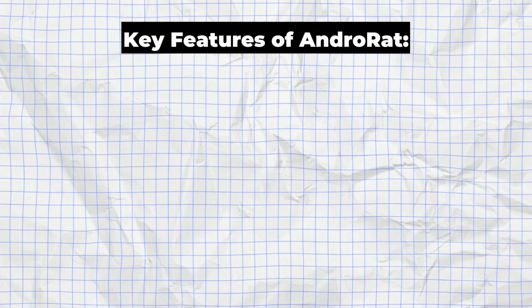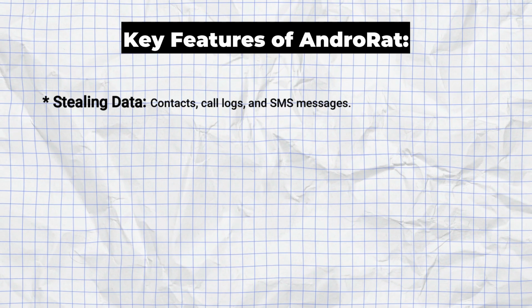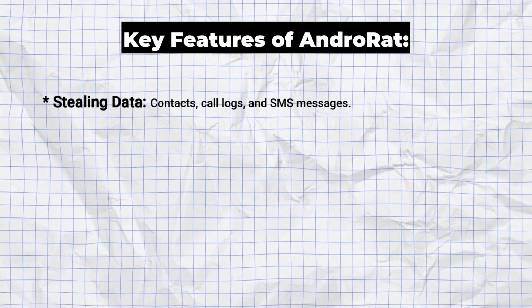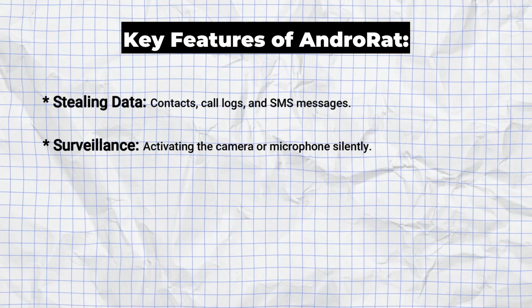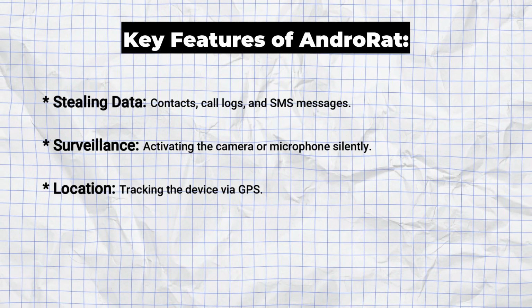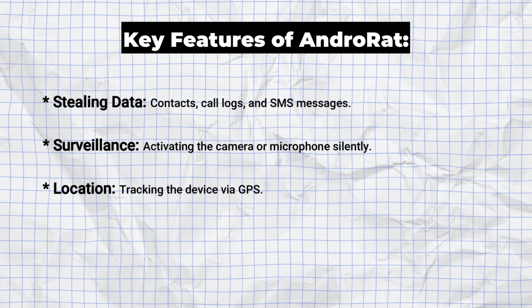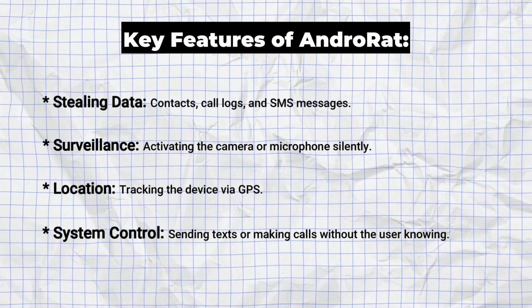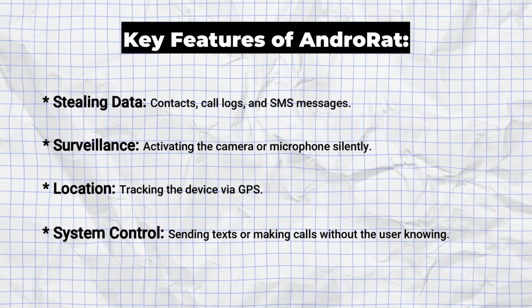Key features of AndroRat: stealing data, contacts, call logs, and SMS messages; surveillance, activating the camera or microphone silently; location, tracking the device via GPS; system control, sending texts or making calls without the user knowing.